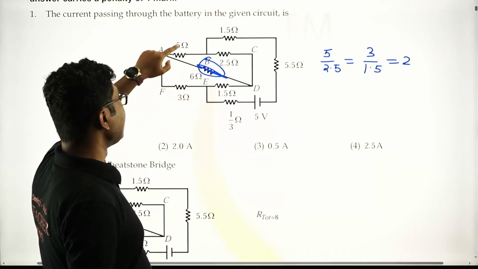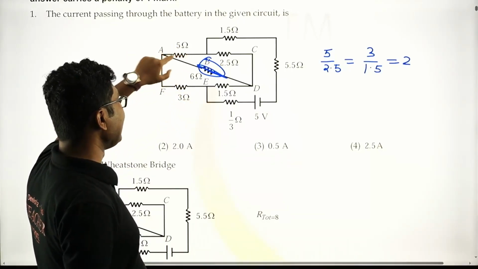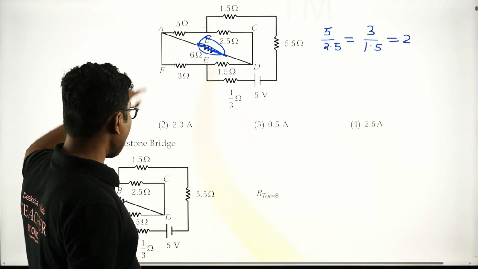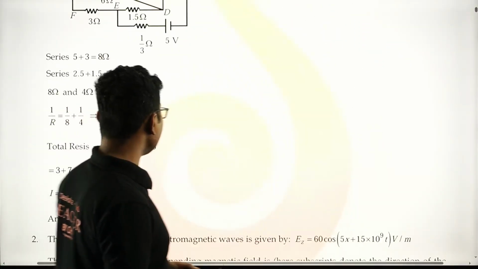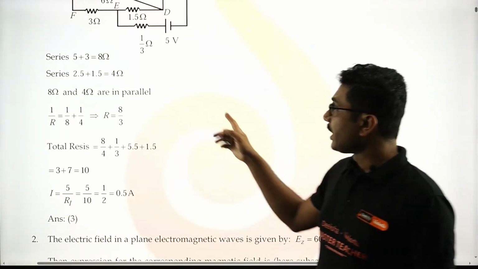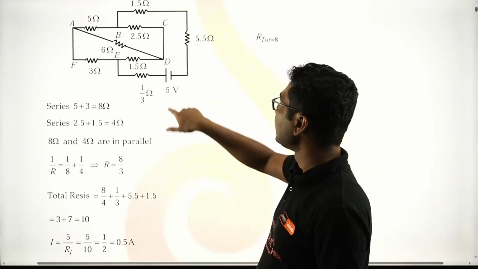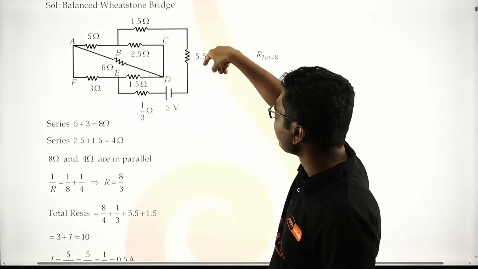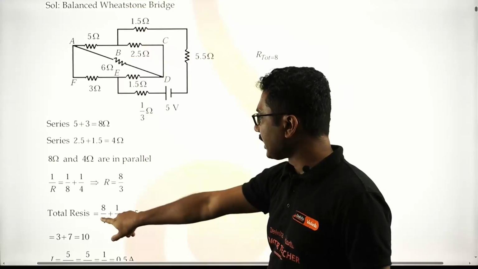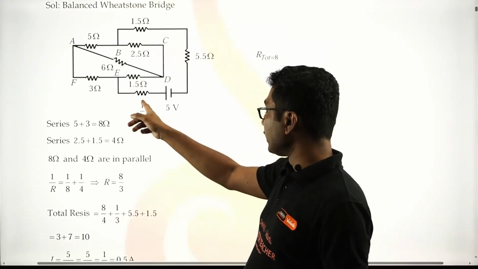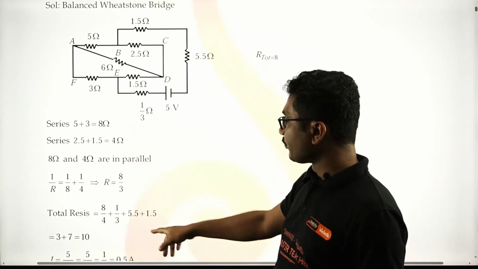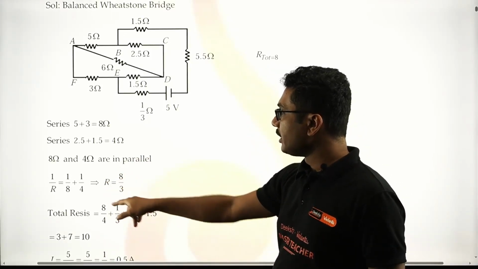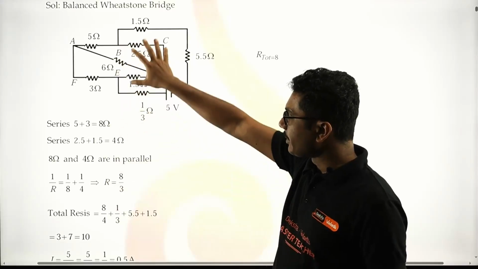Now you see that 5 and 3 are in series, that is 8 ohm, and 2.5 and 1.5 are in series, that is 4 ohm, and using that you can calculate the equivalent resistance of the entire circuit. The remaining resistances are connected in series, so this entire combination plus 1.5 plus 5.5 plus 1 by 3, sorry, not 1.5, 1 by 3, are all connected in series, so you just need to add them once you find the equivalent resistance of the Wheatstone bridge. That is the main portion.